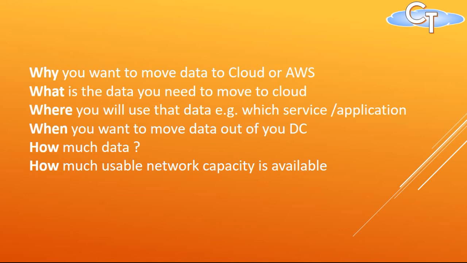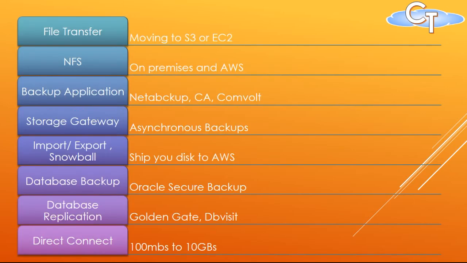When we have the answers to all these questions, we can design our strategy and choose the tools and technologies which we will use to get this migration done successfully. Let's quickly look into a few of the services which we can use to migrate our data. File transfer is the general one, where we can use FTP or UDP protocols to move our data from on-premises to S3 or an EC2 instance.